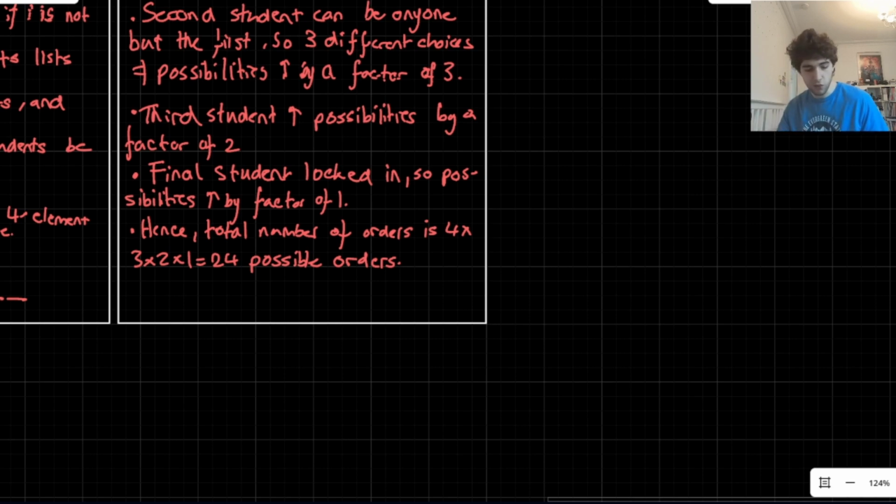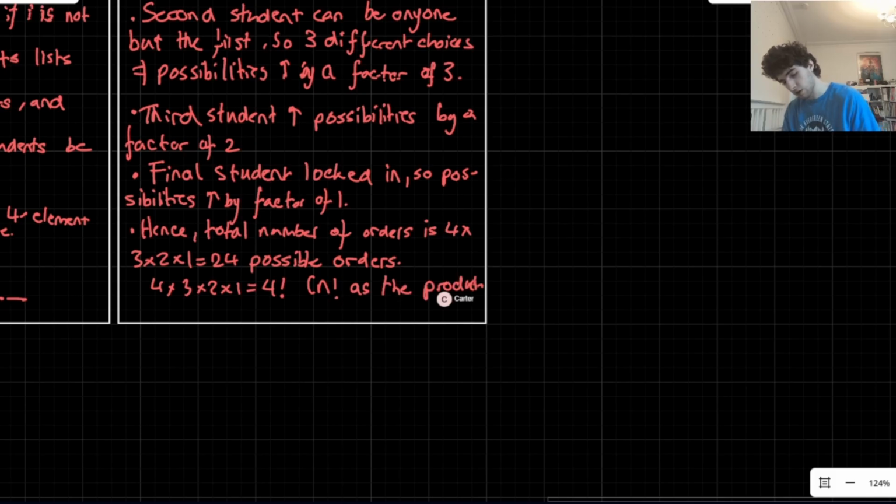And what you might also realize is that 4 times 3 times 2 times 1 is also known as 4 factorial, okay? N factorial is defined as the product of the first n positive integers. Okay, of first n positive integers. Hopefully you know that.